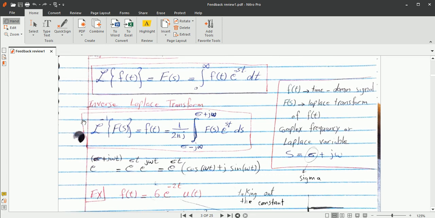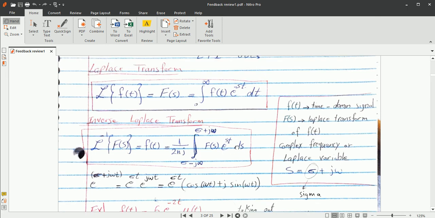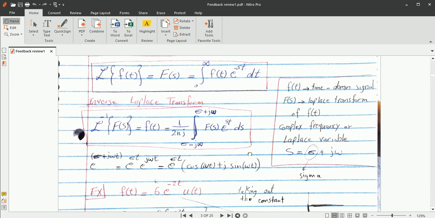Okay, so the formula for the inverse Laplace transform is this. If you take the inverse Laplace of F of s, you will get f of t, which is 1 over 2 pi j times the integration from sigma minus j omega to sigma plus j omega of F of s times e raised to power st ds. This is the formula. Basically, what we apply from the table, the Laplace transform and inverse Laplace transform, are derived from these two formulas. These are the building blocks of the basic Laplace transform.